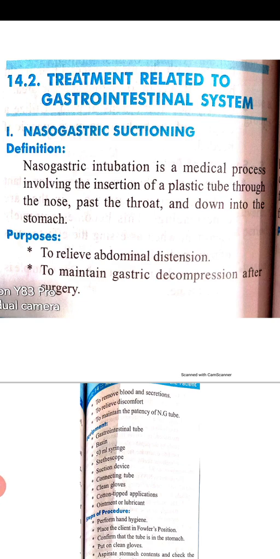In nasogastric intubation, a plastic tube is inserted through the nose or throat, then down into the stomach. So in nasogastric intubation, the tube goes to the stomach through the nose or through the throat. Why is the tube inserted into the stomach?